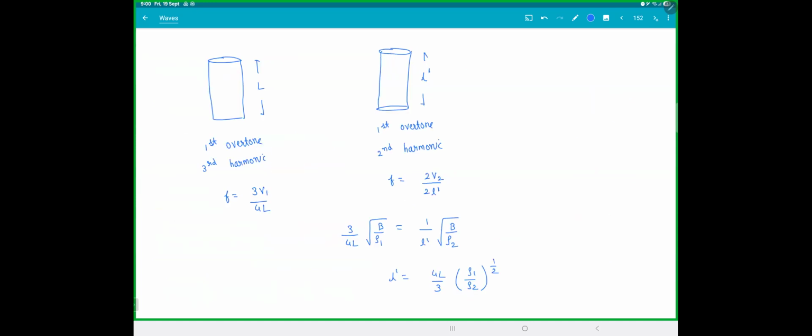There again, if you see, nothing, this is what I'm saying. We just take the formulas and we just keep playing with them. All these organ pipe questions are like this only. All clear with this? Any doubts on this?